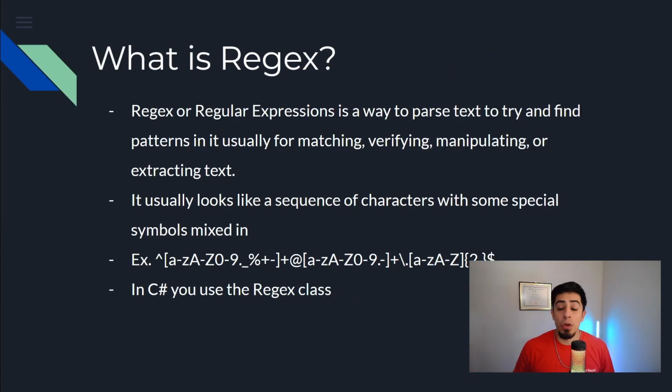So what is regex? Regex, or regular expressions, is a way to parse text to try and find patterns in it, usually for matching, verifying, manipulating, or extracting text, and we're going to do some examples of that when we get to the code section. It usually looks like a sequence of characters with some special symbols mixed in. So kind of how that example right there looks. And for someone that doesn't know what's really going on in there, doesn't know all the symbols, that can look extremely confusing and overwhelming, and you're just like, yeah, no, I'd rather just Google the answer because this makes no sense. So that is what I want you guys to feel more confident about reading. And in C#, you use the Regex class library.